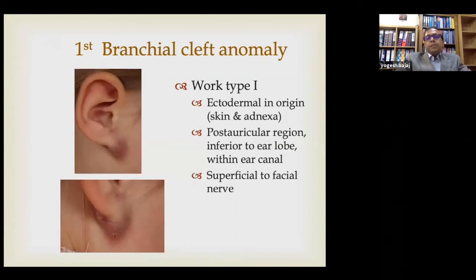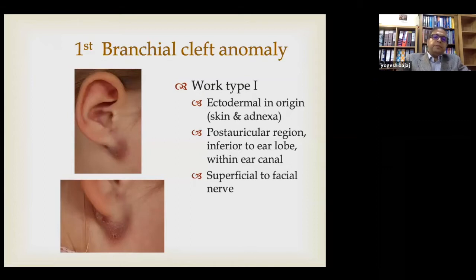So I will spend some time on first branchial cleft anomalies. Even though they're rare, they're easily missed, especially if you're not thinking about it. Let me give you a little background of this child, who was referred to me from my local hospital. This is a 3-year-old girl who kept coming to the A&E and the ENT clinics with recurrent infections around the earlobe. That was her only symptom.